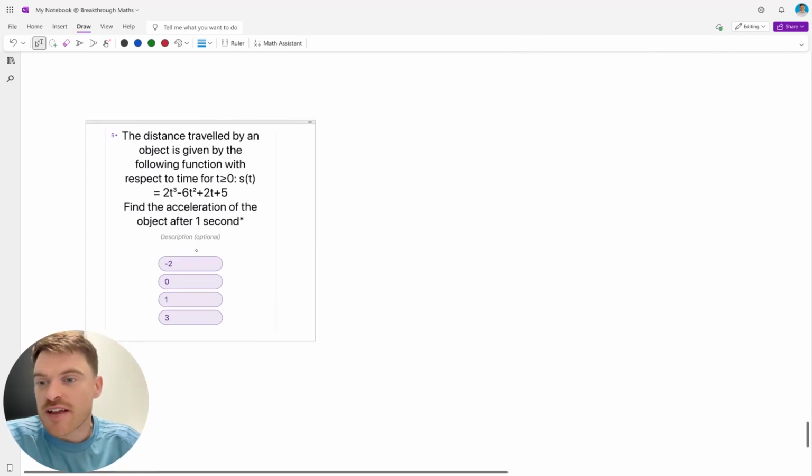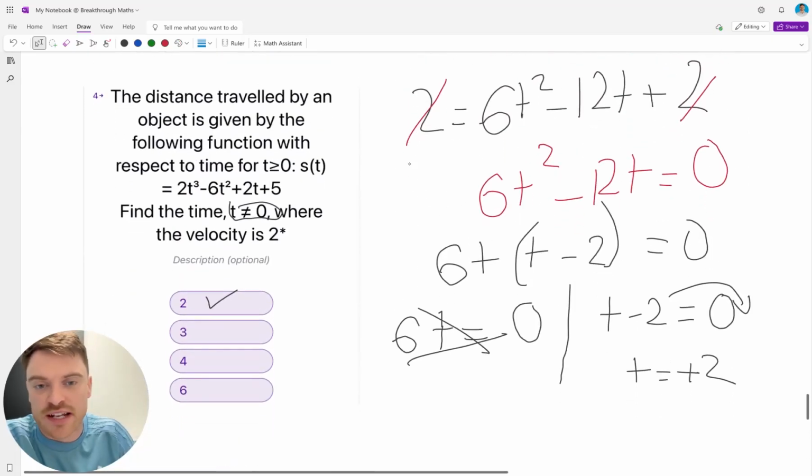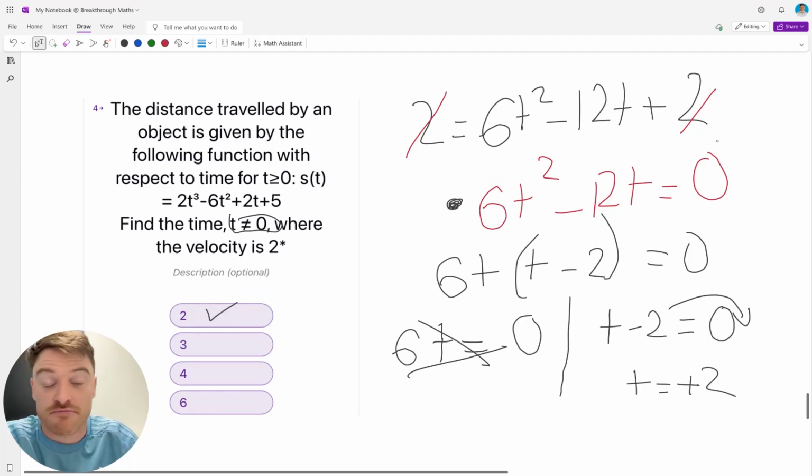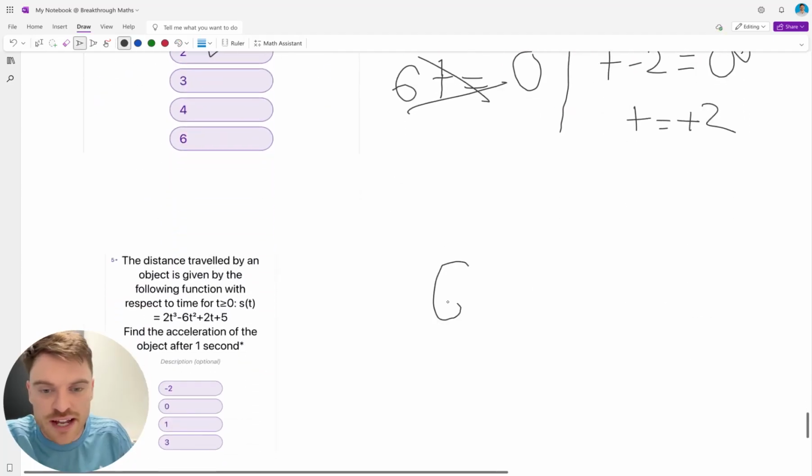The distance traveled by an object is given by the following function with respect to time, same thing. Find the acceleration after one second. For acceleration, think double differentiate. This is the first derivative, 6t squared minus 12t, and now we differentiate it again.